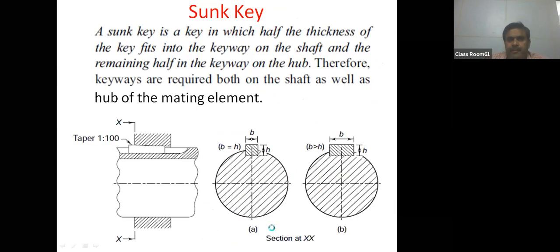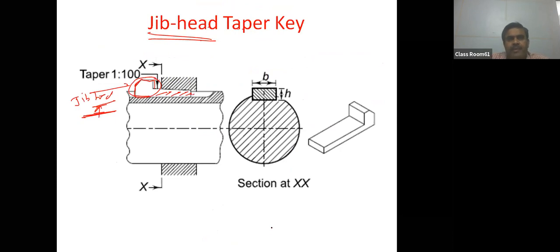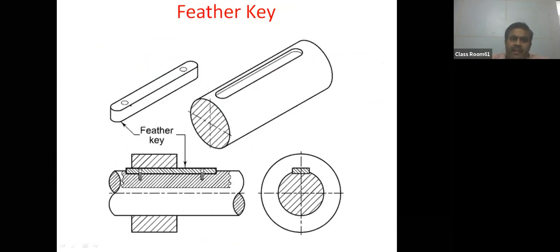Sun key we have already completed. Jib head key already completed. Feather key: some arrangement is provided. These are, you can say, screws. With the help of these screws, some axial movement can be provided. Some axial movement is possible. So this type of key is suitable as a feather key.